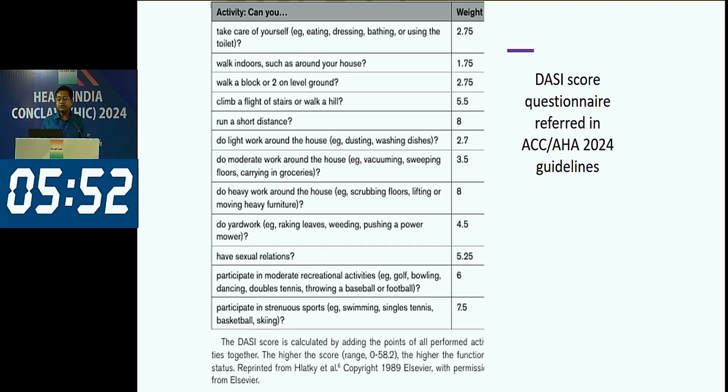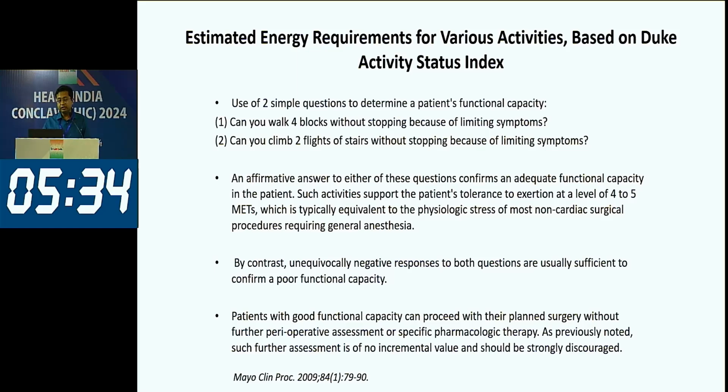So in the METs we have a score like the Duke Activity Status Index, the DASI score, and it is referred in the ACC 2024 guidelines. The DASI score, a simple questionnaire, has the MET scoring, and with the calculation, if the patient achieves a MET of 8 or more, then we can always give a green signal for the surgical intervention.